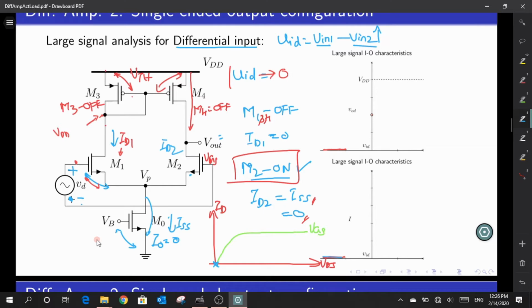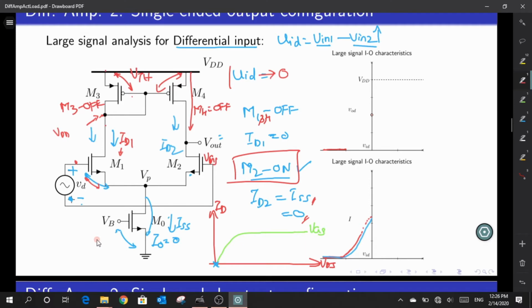Because there is a mirror structure sitting at the top, any current that flows through this has to be reflected over here, and because of that, both the currents ID1 and ID2 will start rising. So let me use my red color. So even this is also rising up.